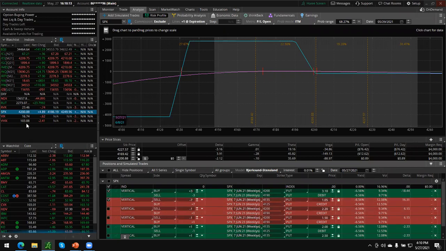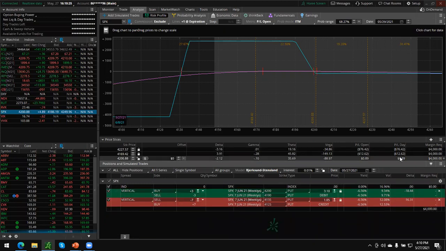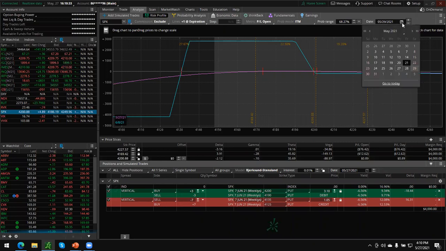Okay, and let's see. Oh, good question. Standard deviation for how many days? Exactly. When I open a trade, let me clean up all these adjustments. I am going to expect my exit date to be 2 to 3 days before expiration. And so that's what I calculate standard deviation for.